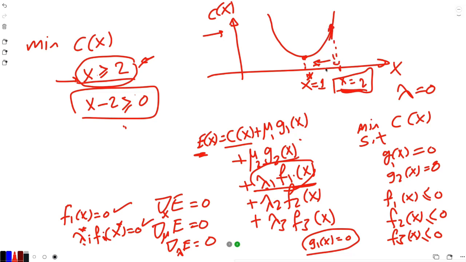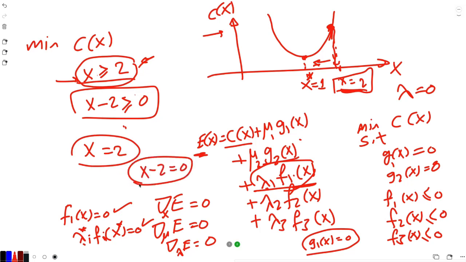How to solve this constraint? You have no other choice. You have to achieve this constraint. So the optimum solution here now is x equal to 2. Once you take x equal to 2, what does it mean? It means that f1 of x, which is x minus 2 equal to 0, becomes active because x equals 2. So again, now the f of x at the optimum is equal to 0.